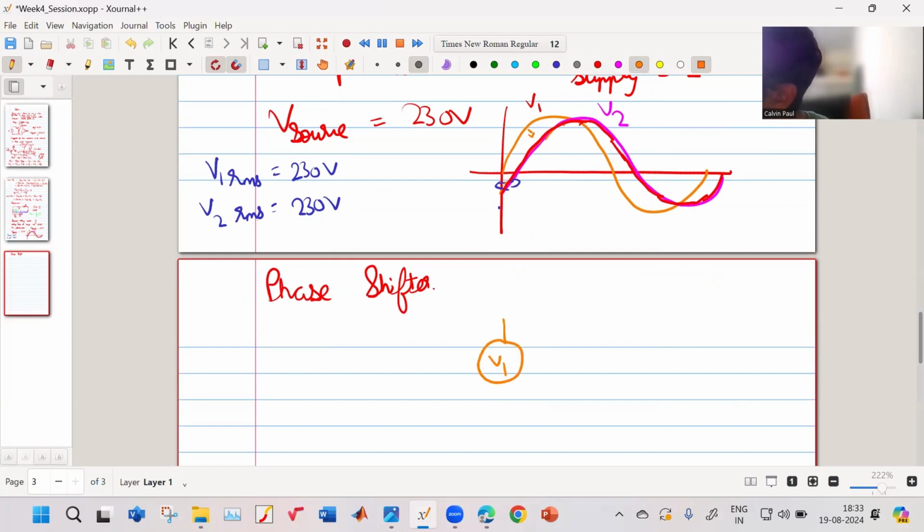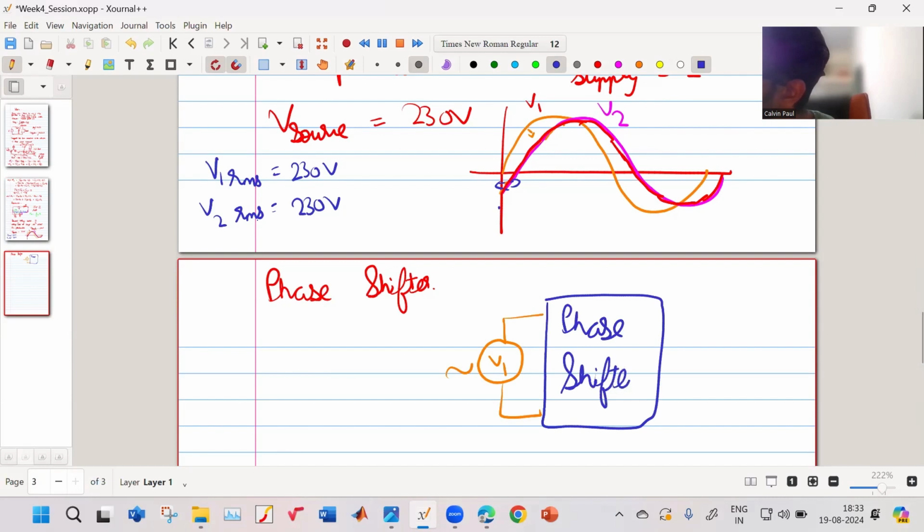So you have supply V1, AC supply V1. It will go to what is known as a phase shifter. You'll have a round thing and certain knob which you can move. And the output of that will be this V3, the red trace, which is in phase. So by shifting the knob in the phase shifter, you can change the phase of the voltage such that it becomes in phase with your supply.